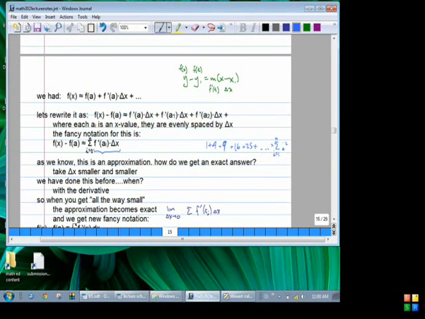Okay. So what we want to do is take this little summation expression, the sum of f prime of a sub i times delta x, and take it as delta x goes to 0. Now I'm skipping over some of the notation because it's not important. I just want to get the ideas down.